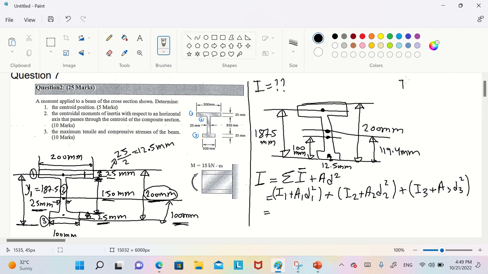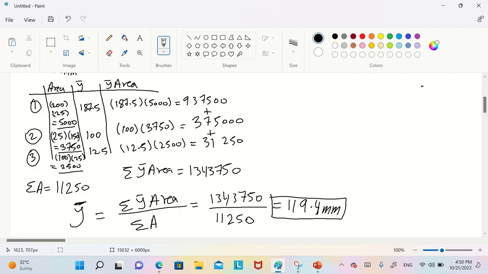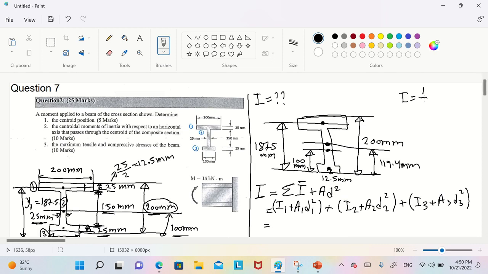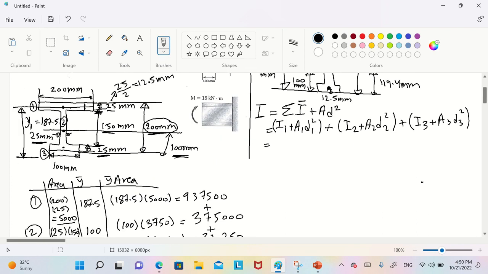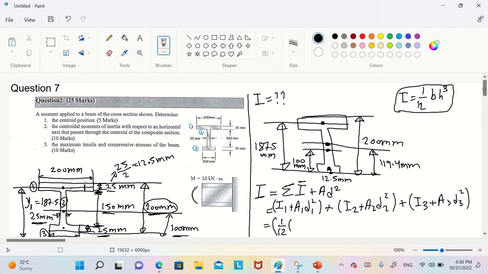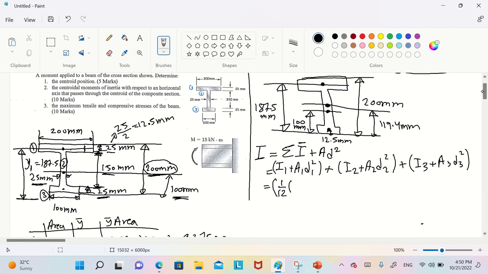So as we know, the I is 1 over 12 multiplied by the base multiplied by the height cubed. Okay. Now 1 over 12 multiplied by the base of the first one, which is 200.